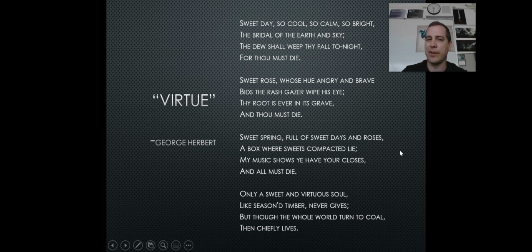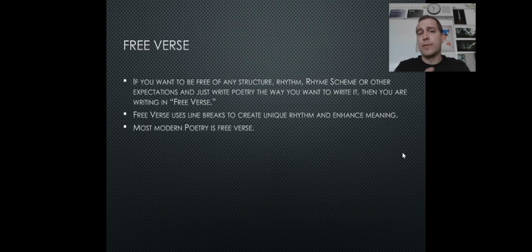And so this is another example of anaphora where he's just repeating the same thing. Now, all of these structured forms should be seen in contrast to free verse, right? Free verse is what most people nowadays in modern poetry write. It doesn't have any structure. It doesn't have any rhythm.